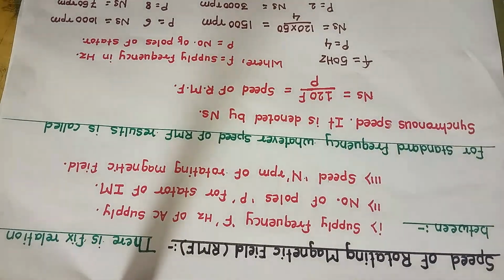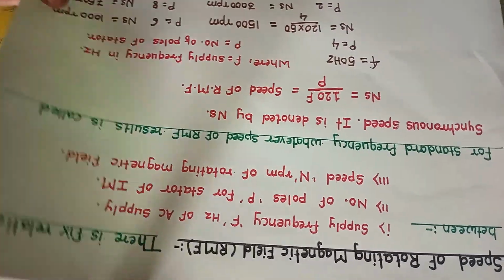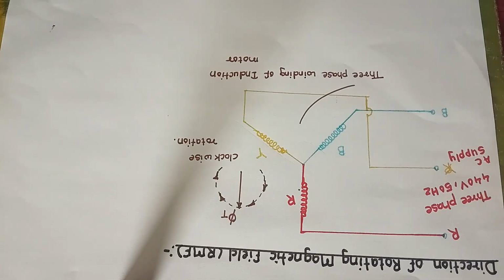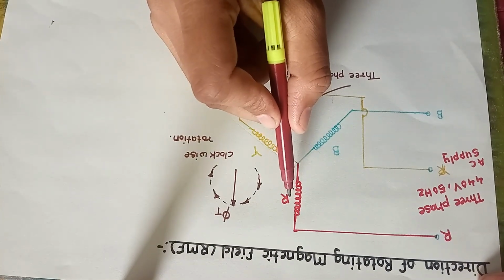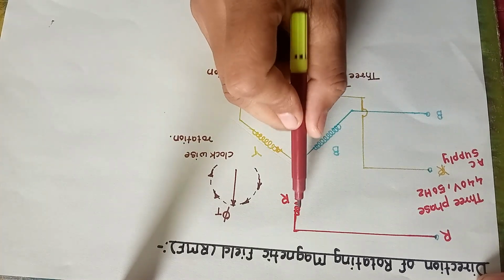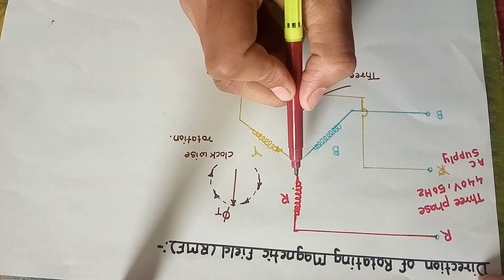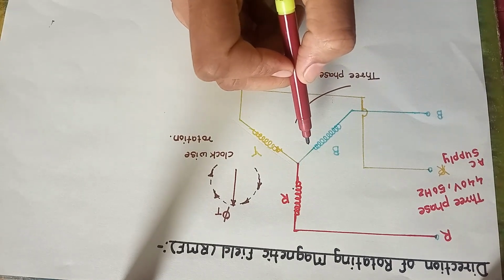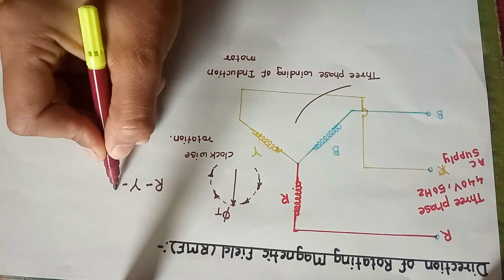Now after the speed of rotating magnetic field, we have to determine the direction of rotating magnetic field. The direction of rotating magnetic field is always from the axis of the leading phase. Here R is the leading phase, from the leading phase of the three-phase winding towards the lagging phase of the winding. In a phase sequence RYB, we have this phase sequence R, Y and B here.